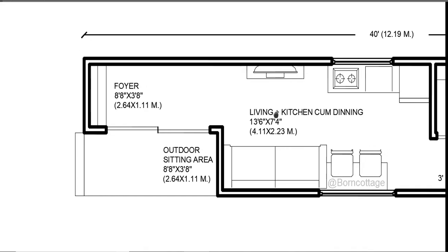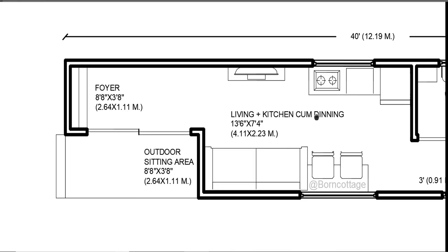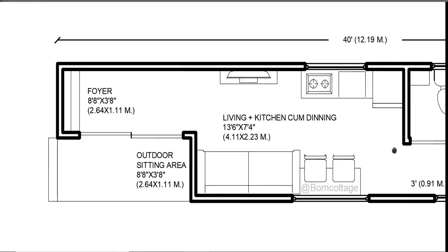So we have living plus kitchen cum dining area. The size of this area is 13 feet 6 inches into 7 feet 4 inches in meter 4.11 into 2.23 meter. You can see here the sofa arrangement and also a TV unit on the front wall, and we have kitchen counter here with burner, sink and also refrigerator arrangement, and here is a dining counter with 2 chairs. Also we have 2 large size window for ventilation of this area. After that we'll go inside.